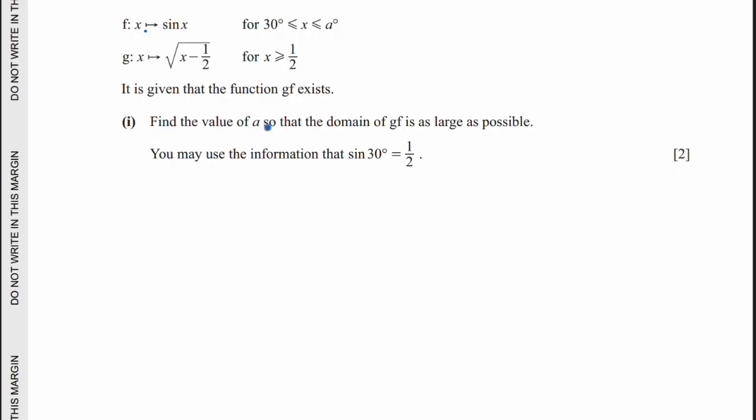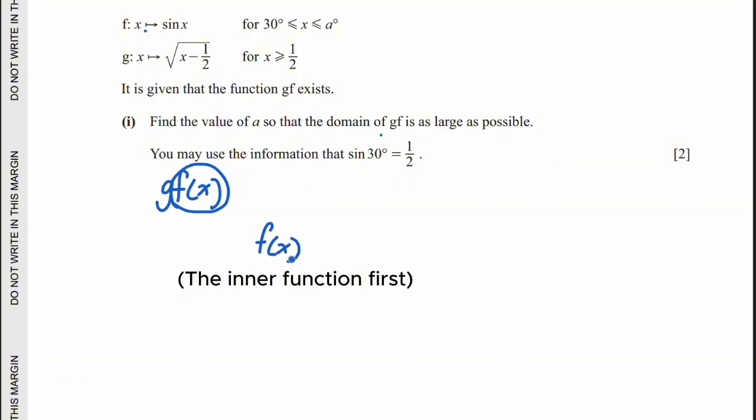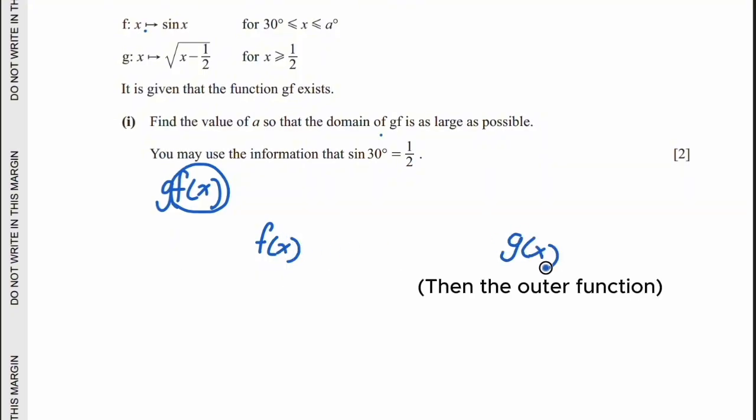Find the value of a so that the domain of gf is as large as possible. You may use the information that sine 30 is half. Okay, thank you. So, let's see. There is your gf of x. First, we will look at f of x. Then we will look at g of x.